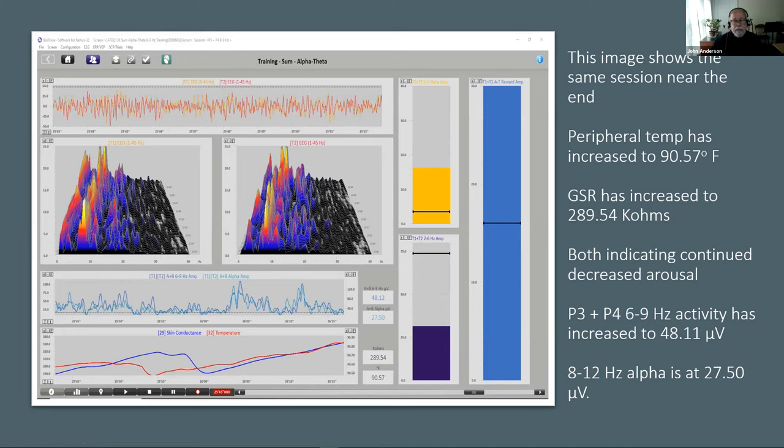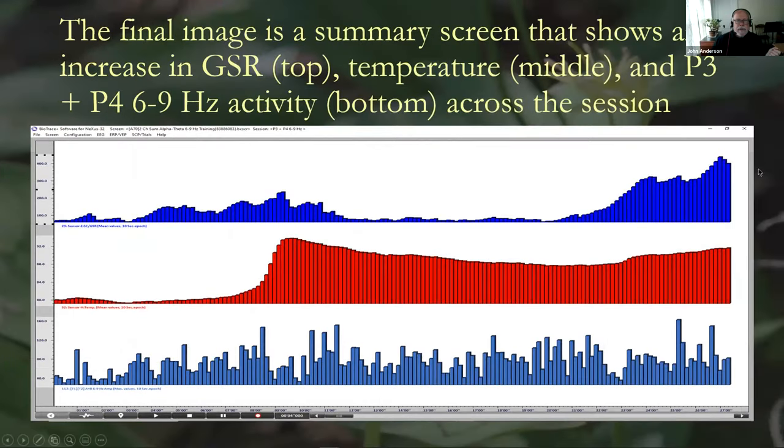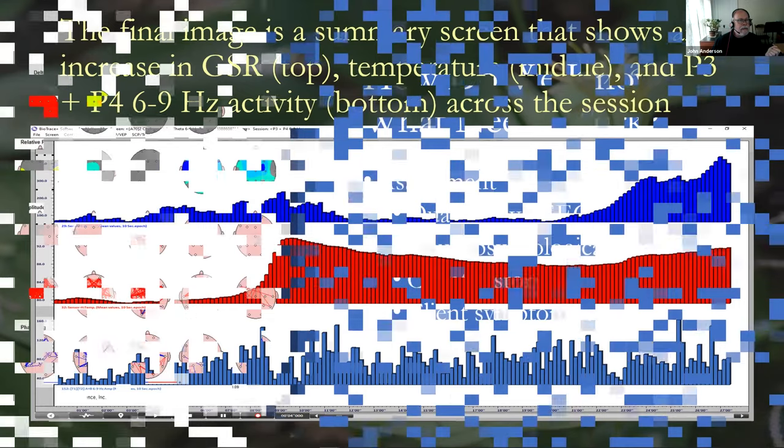Now, she had had many sessions of neurofeedback before this, and she was pretty good at getting into this state. She was still starting out pretty anxious, but she used to go through a session without any change at all. Now she was able to get out of that busy brain, that worrying, that anxiety, and get into a state that was calming and relaxing. At the end of the session, she felt much, much better. So this is what neurofeedback can do. It can give the person instant, immediate, effective feedback that then allows them to change their neurophysiology in real time. So this is the final slide showing an increase in temperature, GSR, and a little bit of an increase in six to nine hertz activity.